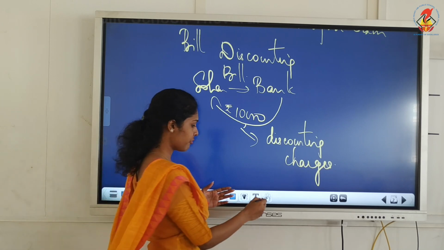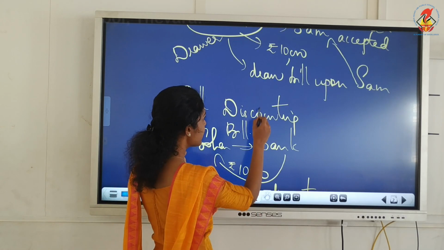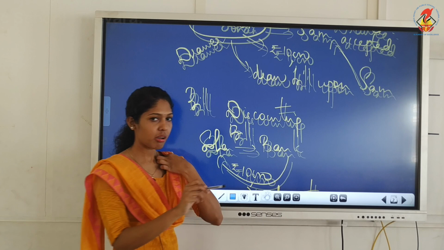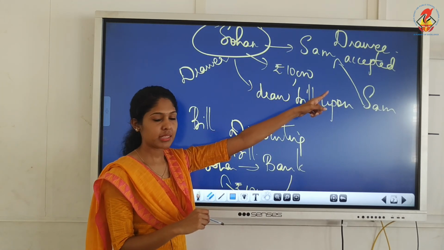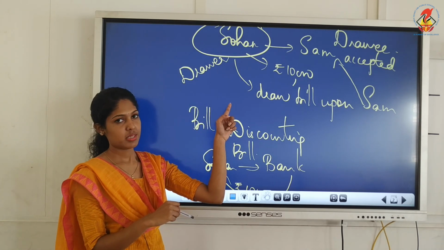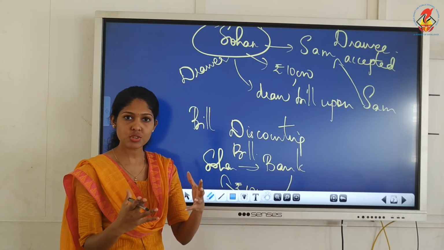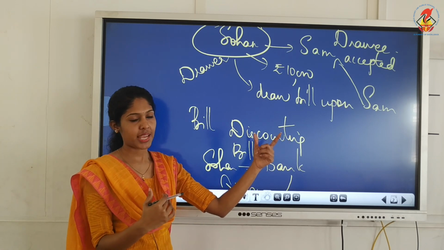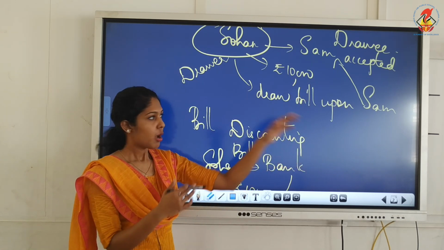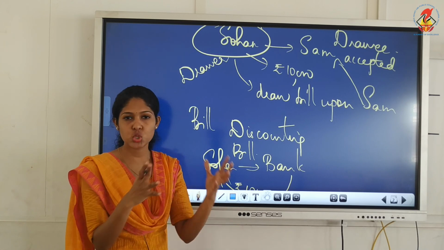So on the date of maturity, we know that a date will be mentioned in the bill of exchange, and on the due date, Sam will have to make the payment to Sohan, isn't it? That is just like a credit transaction. The debtor will have to make the payment. But here this is not a credit transaction. Sam is not our debtor, but in the bill, he is just like a debtor.